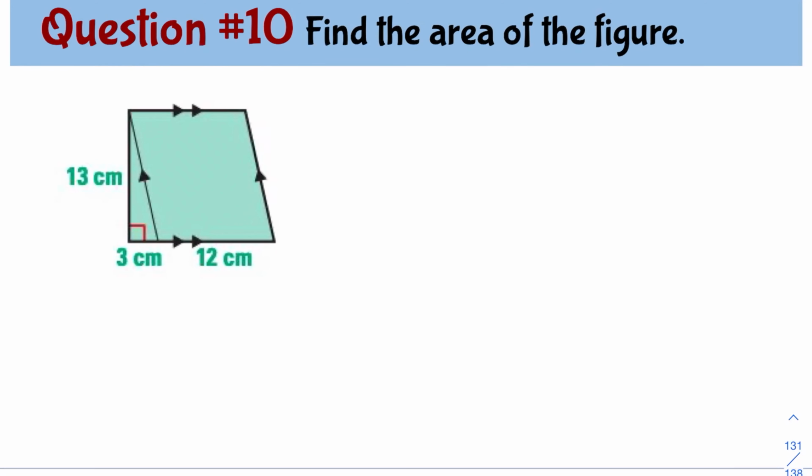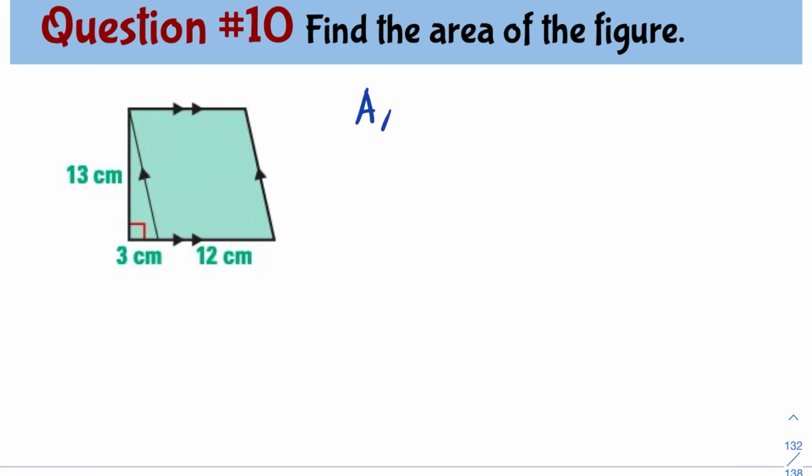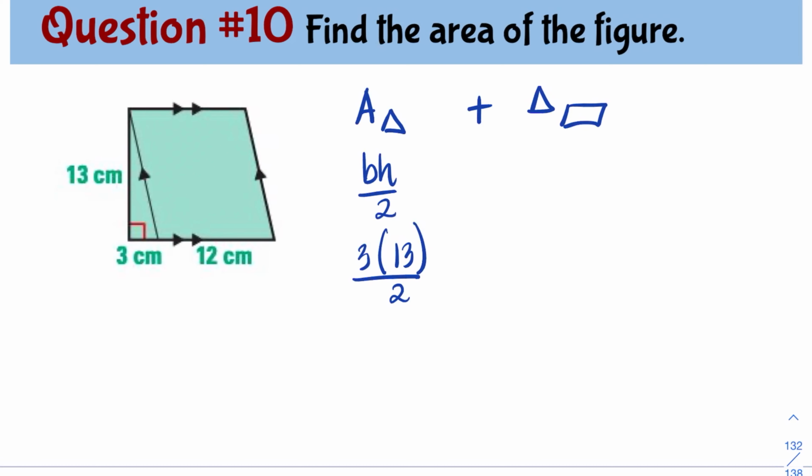For this problem, one way to calculate the total area is to calculate first the area of the triangle on the left, and then add the area of the parallelogram. The area of a triangle on the left can be solved using base times height divided by 2, where the base is 3 and the height is 13. Divide by 2. So 3 times 13 is 39, and 39 divided by 2 is 19.5. So the area of the triangle is 19.5 square centimeters.